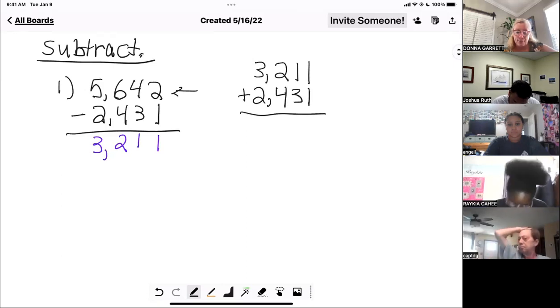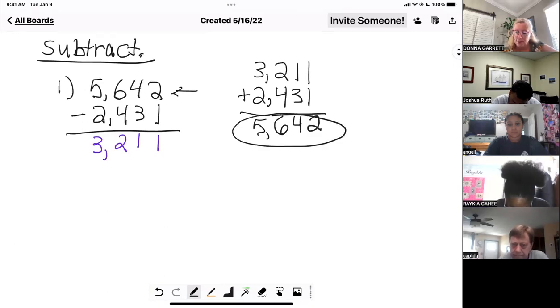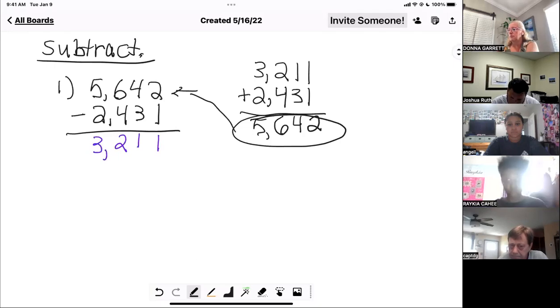And at the end, we need to make sure we got 5,642. Okay, so if I add 1 plus 1 is 2, 1 plus 3 is 4, 2 plus 4 is 6, 3 plus 2 is 5. And now I can feel confident I did it right because I got the same answer that I was subtracting from. So a very, very, very good habit is to always check your subtracting by going backwards and adding.